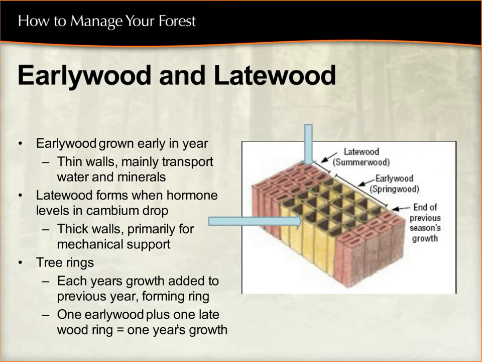The thinner, dark-colored rings are composed of late wood or summer wood, and they appear dark because the cells have much thicker walls. The main function of late wood is to provide mechanical support. Each year's new growth is added on top of the previous year's, thus forming a ring. So if you add one early wood ring plus one late wood ring, that equals one year's worth of growth.